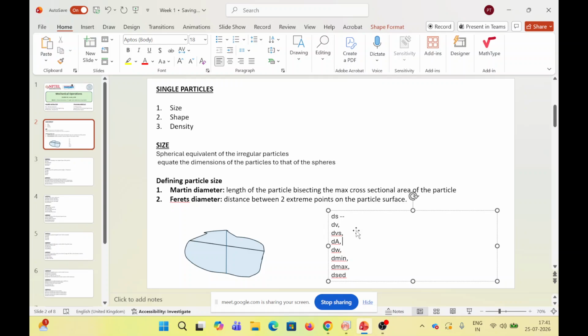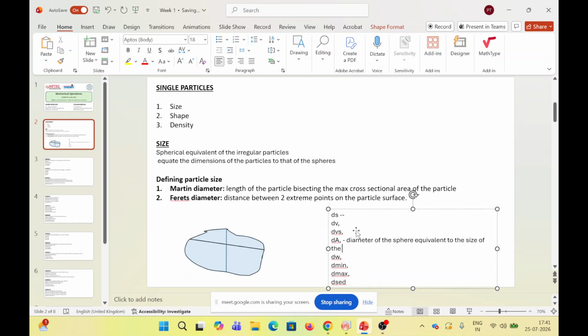So for example, dA is nothing but the diameter of the sphere equivalent to the size of the minimum square aperture through which the particles can pass.